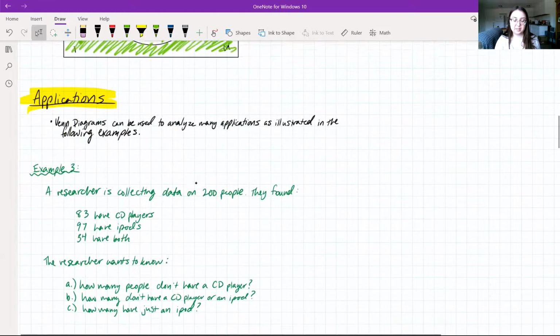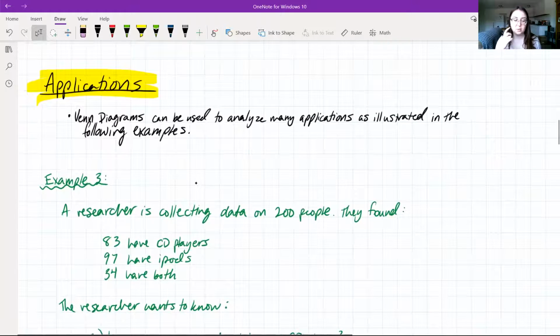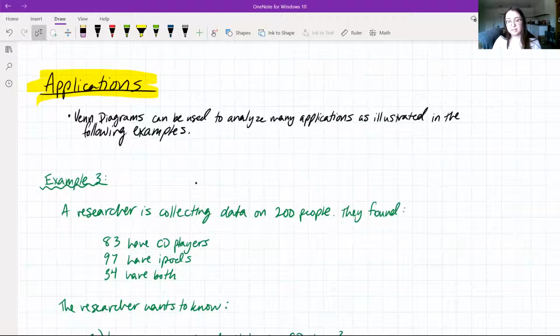All right. So now, since we know a little bit more about Venn diagrams, we can talk about their applications. So Venn diagrams can be used to analyze many applications as illustrated in the following examples. So now, instead of just working with numbers and our sets and our letters, now we're going to be thinking about actual real-life applications of Venn diagrams.